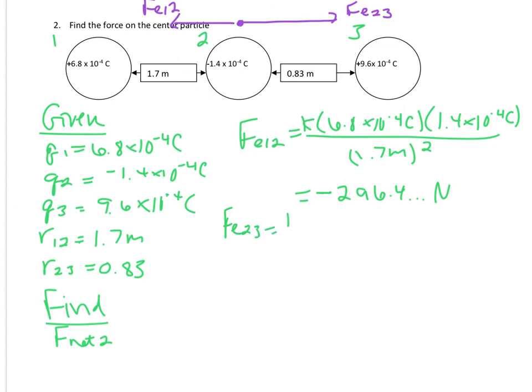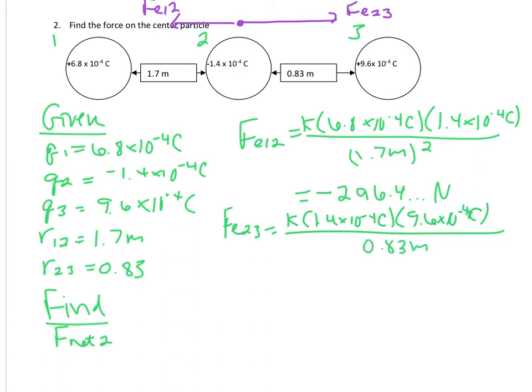Fe23 equals K, 1.4 times 10 to the negative 4th coulombs times 9.6 times 10 to the negative 4th coulombs over 0.83 meters squared. And this comes out to 1,755.8, keeps on going, newtons. And that's a positive number because it points to the right. Adding those together, I will get a positive net force, which makes sense because the right force is longer.